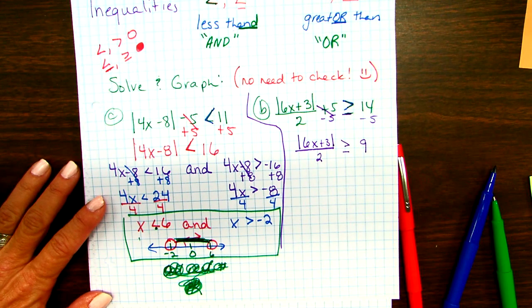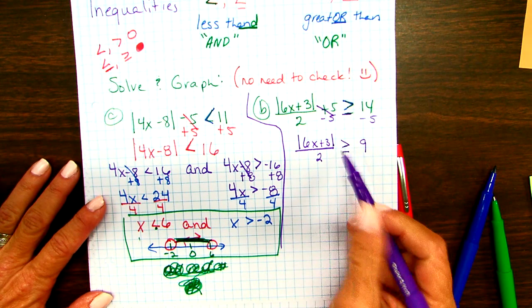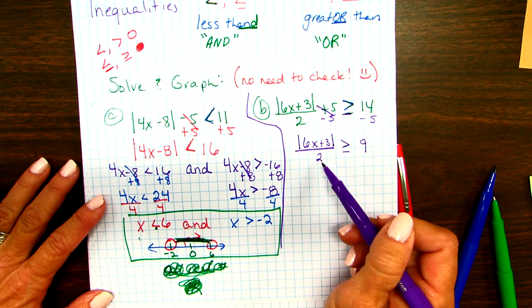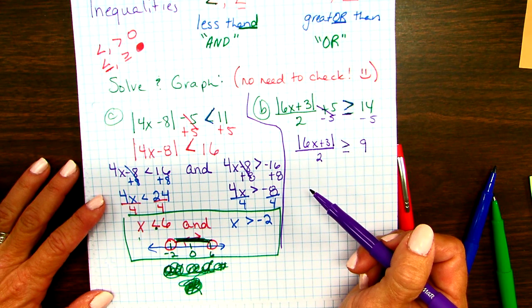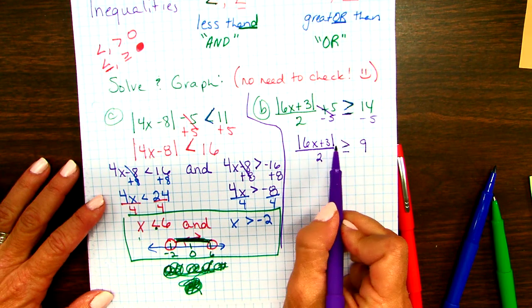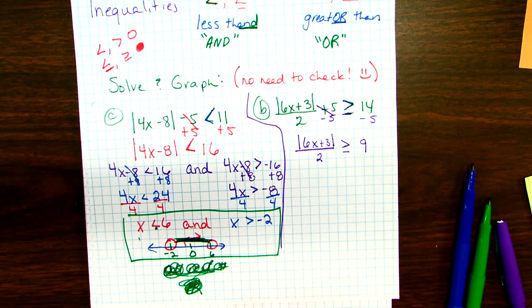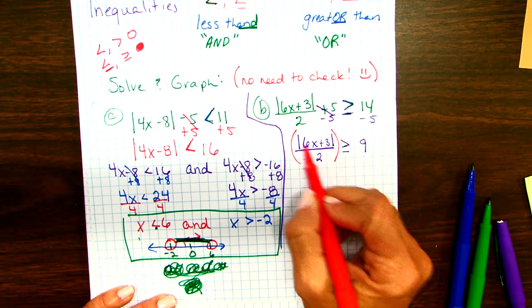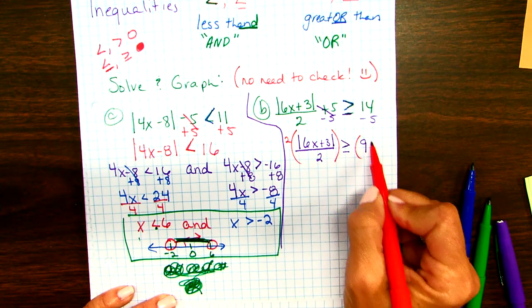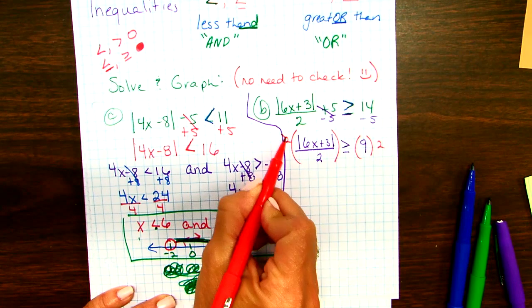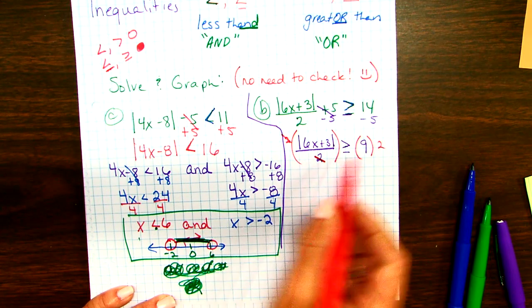Right? Don't be afraid of fractions. Fractions are not scary. This is actually a fraction, but you could also think of it as what operation? Division. This is absolute value of 6x plus 3 divided by 2. What's the opposite operation of division? Multiplication. So we're going to just multiply both sides by 2, and that gets rid of it on this side.